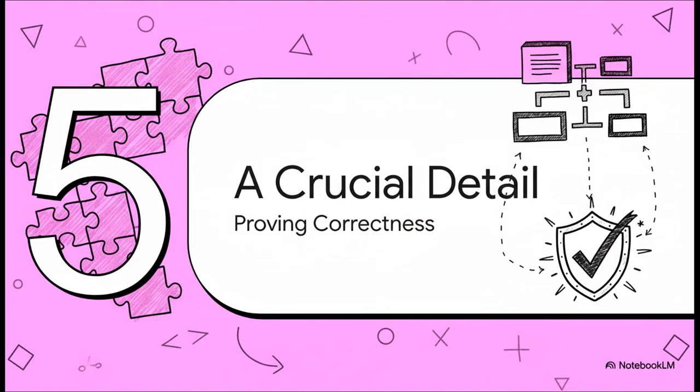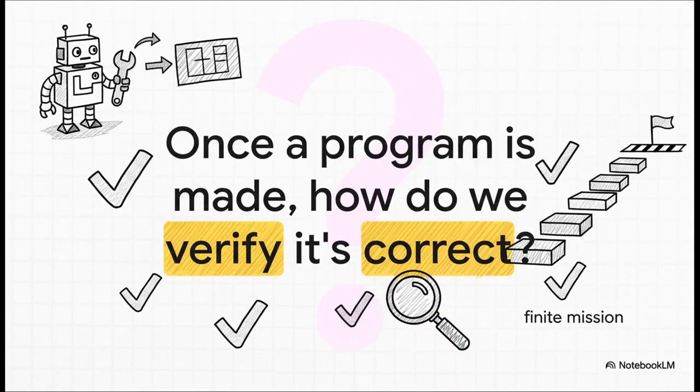But hang on, there is one last piece to this puzzle, and you could argue it's the most important one of all. See, it's not enough to just create a program for a robot. You have to be able to prove with 100% certainty that it's correct. So after our fancy system generates this brilliant plan for the robot, how do we actually double-check its work? This whole process is called model checking. And this is where designing for a finite mission pays off in a huge, huge way.